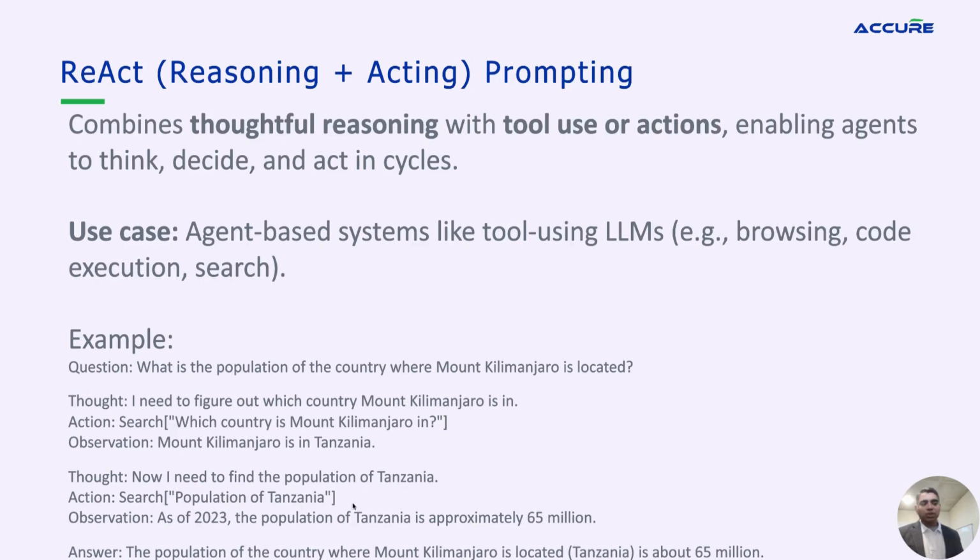And then it searches for the population, and it gives the population as 65 million, and therefore the answer it will generate is this. So this is actually reasoning, searching, reasoning, searching, meaning it generates the reasoning, takes the action, reasoning, action, and so on and so forth. So this is an example of React prompting.